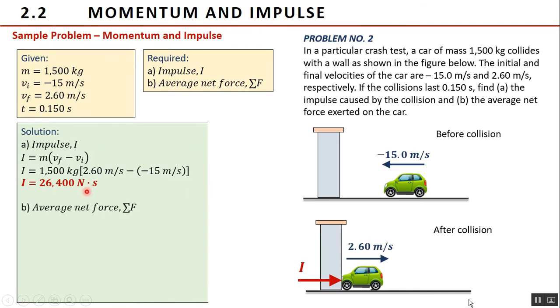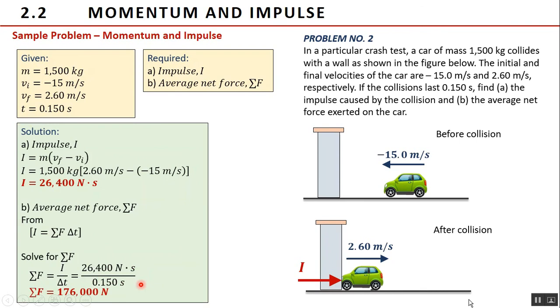For letter B, the average net force. Since we have already solved the magnitude of impulse, we will use the other formula of impulse, net force times the time interval or time of collision, delta t. From here, we solve for the net force. Net force is equal to impulse divided by the time interval delta t. Substituting the values, 26,400 newton second divided by 0.15 second. So the average net force acting on the car by the wall is 176,000 newtons, towards the right. Wow! That is a tremendous amount of force.